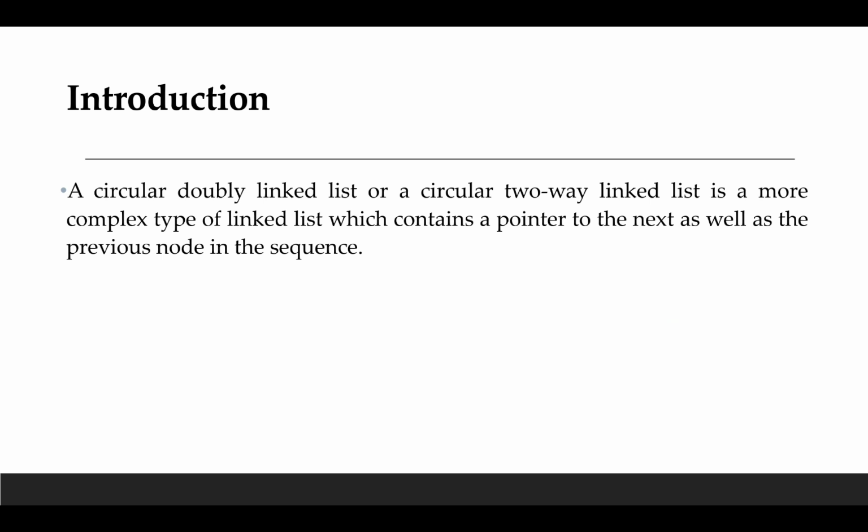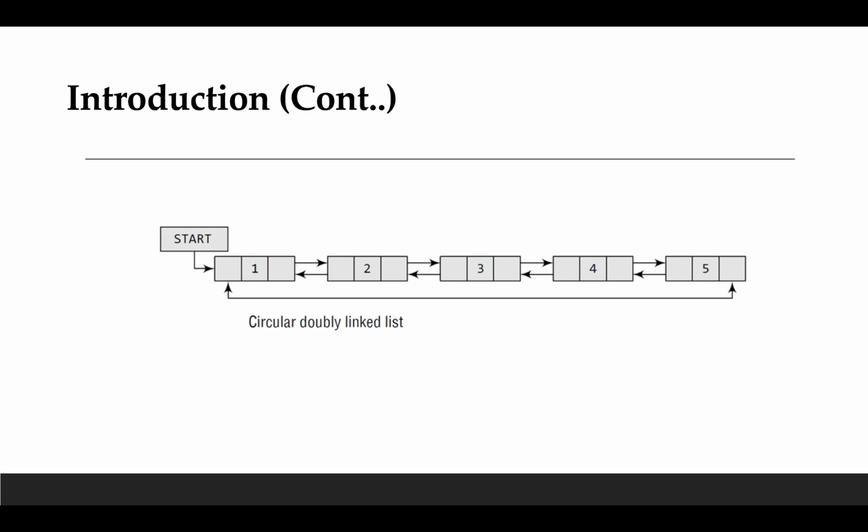So circular doubly linked list, or circular two-way linked list, is a more complex type of linked list which contains the pointer to the next as well as the previous node in the sequence. If we take the circular doubly linked list, it does not contain null in the previous of the first node and the next of the last node.